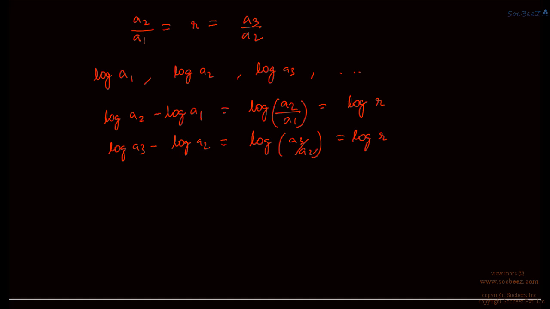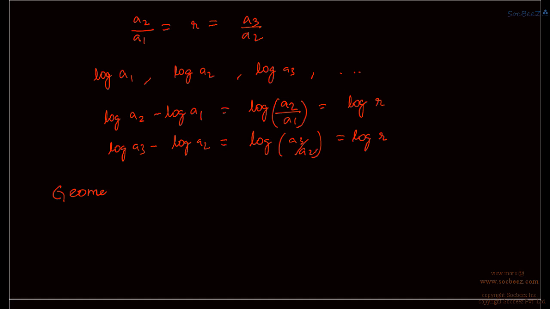So we see that the difference between the successive terms is a constant, because R is a constant here, and the difference is log R. Hence, if there is a geometric progression, the logarithm of the individual terms of the geometric progression will yield an AP, an arithmetic progression, right? Please note that the converse of this is also true. If the logarithms of some terms are in AP, then those terms will be in a geometric progression, right?